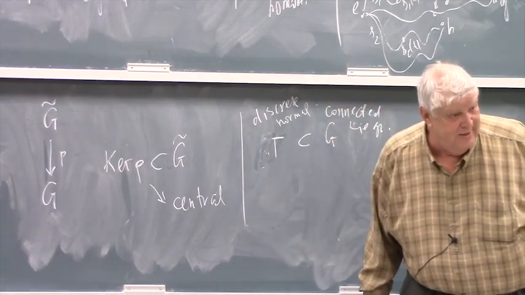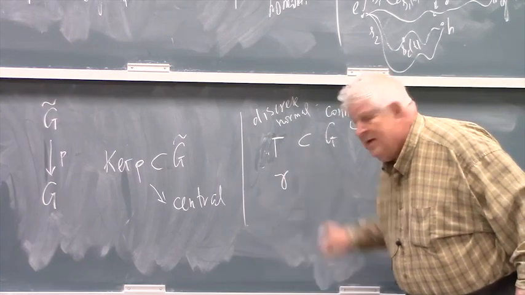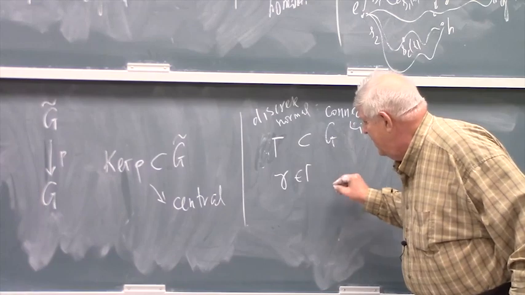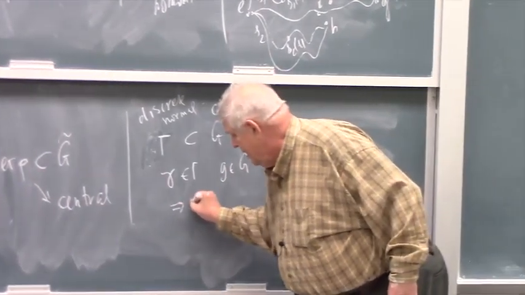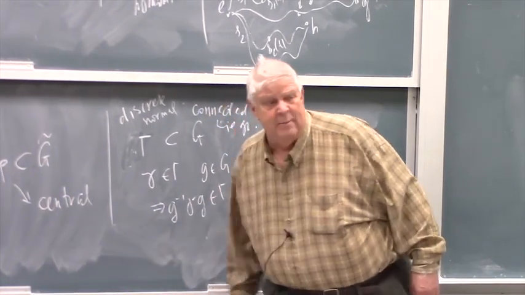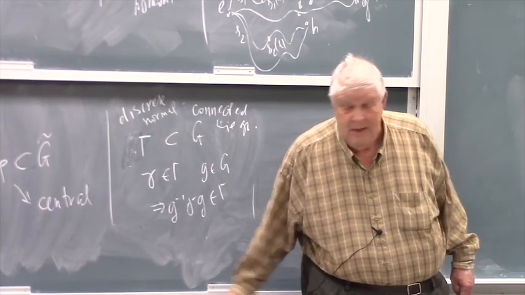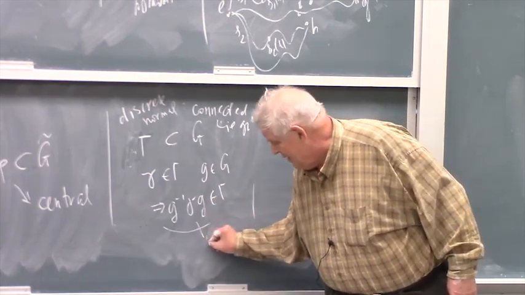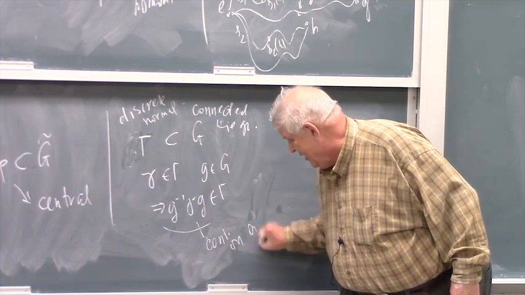What does it mean? Well, you remember your algebra. This means that if you take a gamma in Gamma and g in G, then g inverse gamma g again belongs to Gamma, right? But when gamma is fixed, this depends continuously on g.